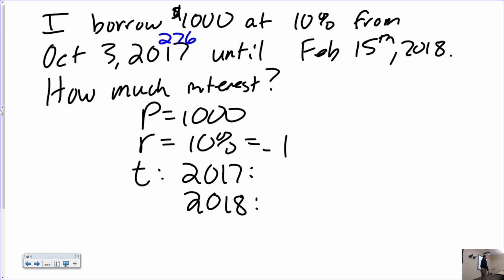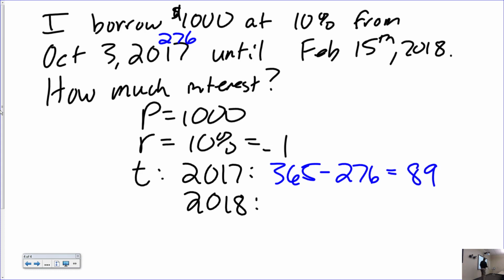We're almost there. What is December 31st? Oh, New Year's Eve. But what number day of the year is it? December 31st. 365, right? So we're going to do 365 minus 276. That's going to give us the number of days in 2017. 89.